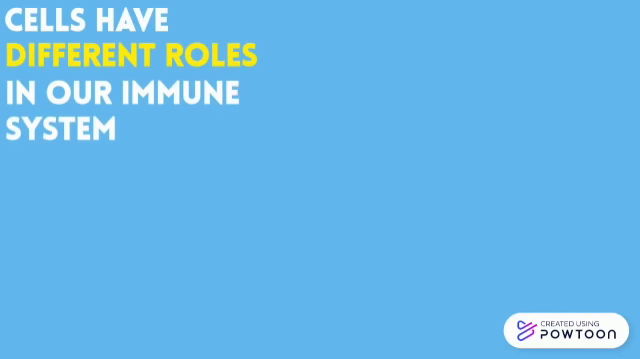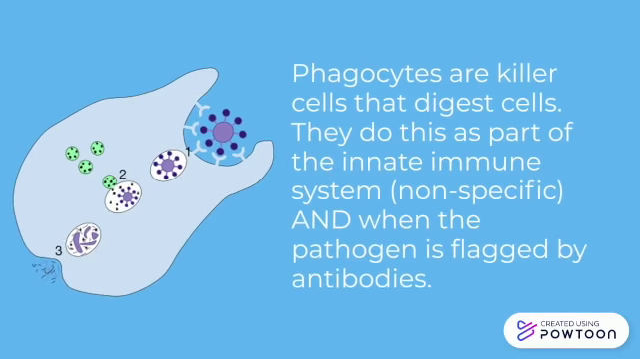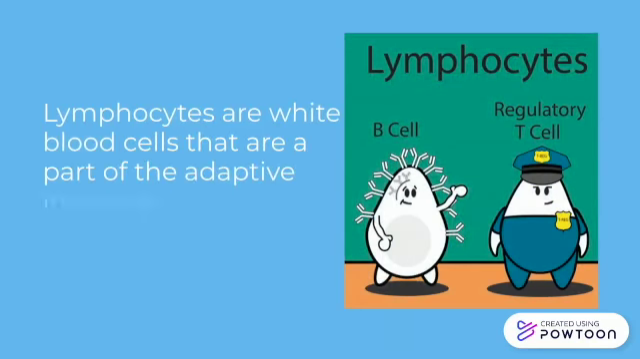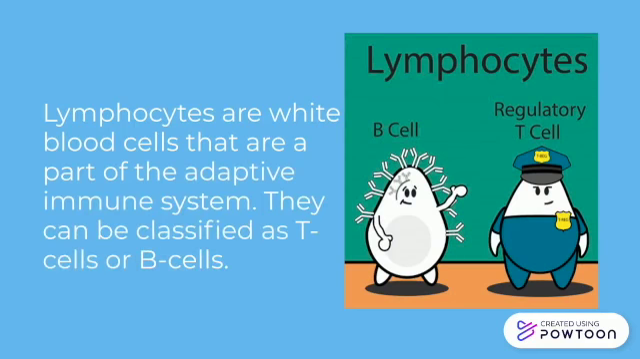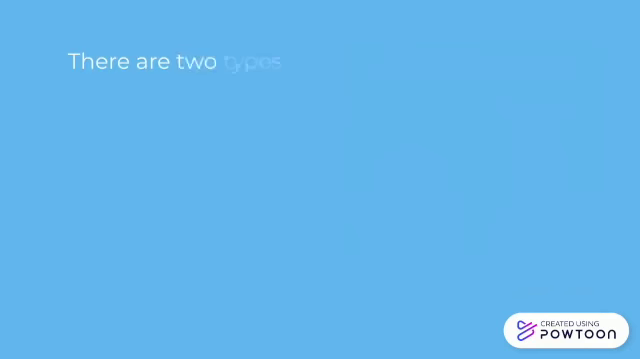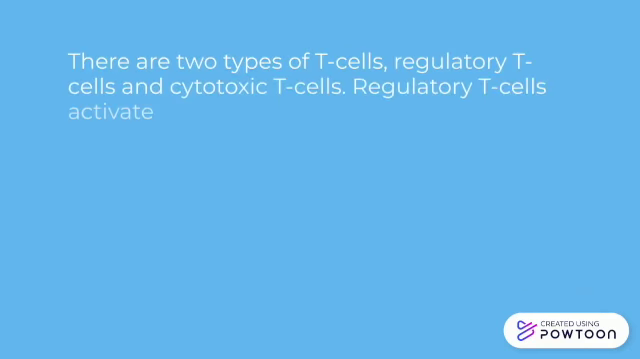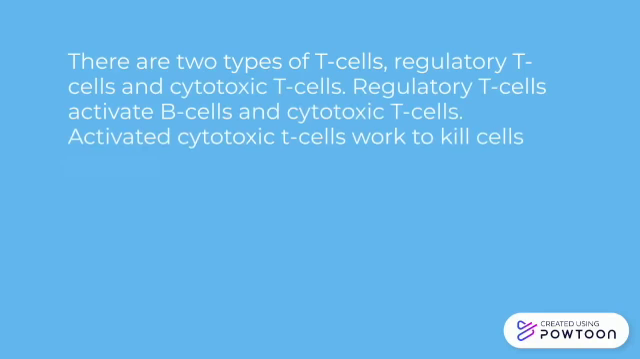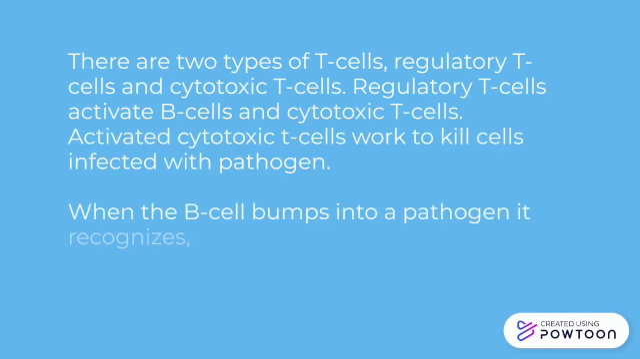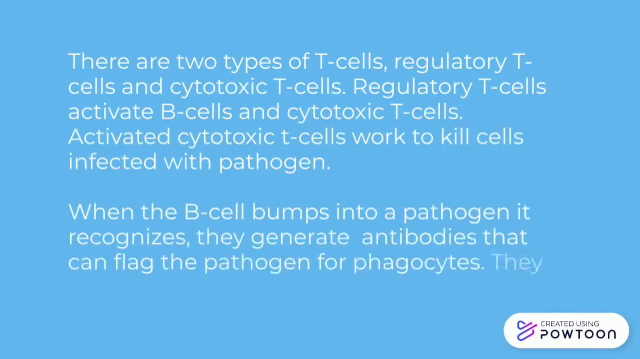Different cells in our immune system play different roles to protect us. Phagocytes are killer cells that digest cells as a part of the innate and adaptive immune system. Lymphocytes are white blood cells that can be classified as T cells or B cells. There are two types of T cells, regulatory T cells and cytotoxic T cells. Regulatory T cells activate B cells and cytotoxic T cells, whereas cytotoxic T cells work to kill cells that have been infected with the pathogen.